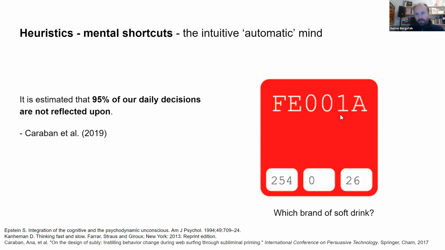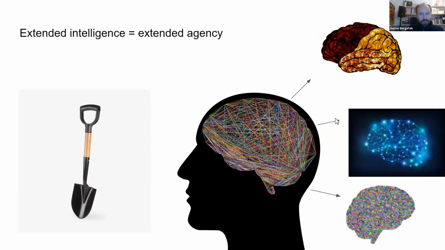It's estimated that up to 95% of our daily decisions aren't reflected on, but that we act automatically when we see something. But that also goes for designed objects. So if you go into a grocery store and you see this red color, you automatically connect it to that soda drink. So as designers, we work with heuristics to instruct people how to use different objects and how to handle them. And the idea of artificial intelligence in a design context is that since we came out of the jungle, we've always used different tools to act our agency in the world.